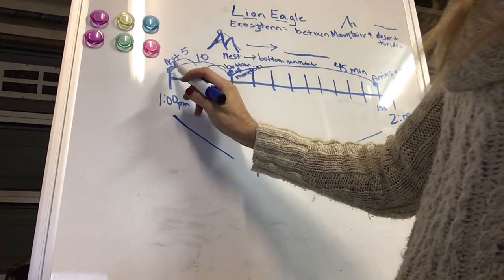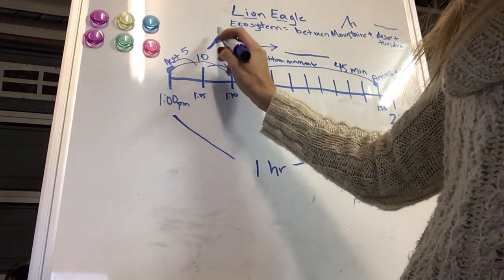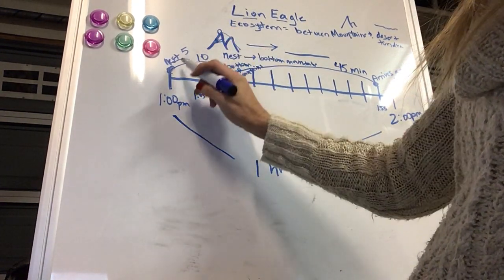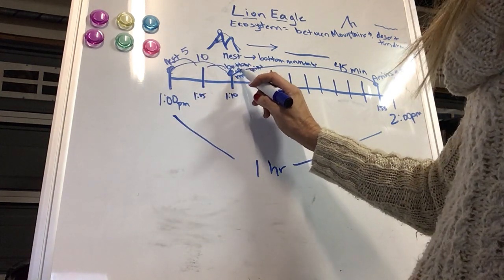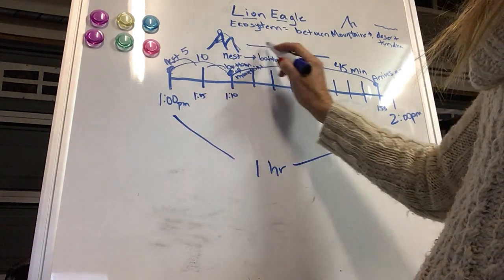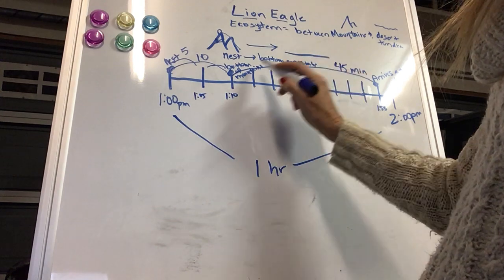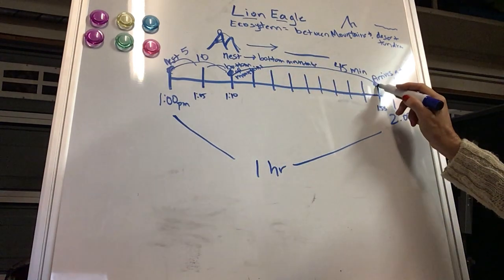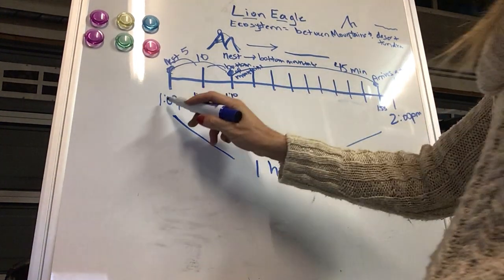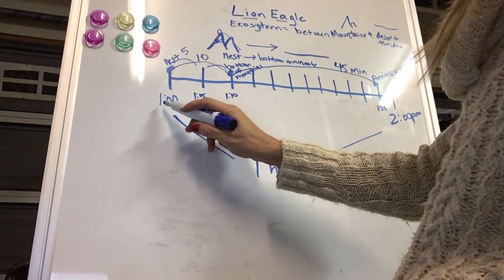I'm showing time intervals that it's taking me 10 minutes to go from the top of the nest down to the bottom of the mountain. That took me 10 minutes. And then it took me another 45 minutes to go all the way from the bottom of the mountains to the tundra desert. So 45 minutes. And I plotted it on my hour chart. So that means I left the nest at 1 p.m.